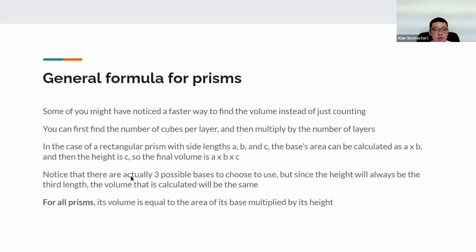Some of you might notice that there are actually 3 possible bases that you can choose to use for a rectangular prism. It could be A and B, or A and C, or B and C. But because the height is always going to be the third value, the volume is always going to be equal to A times B times C, since multiplication is commutative and associative. And finally, the first half was just for rectangular prisms, but it's very important to remember that for all prisms, the volume is going to be equal to the area of its base multiplied by its height.